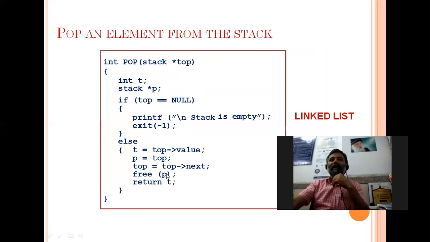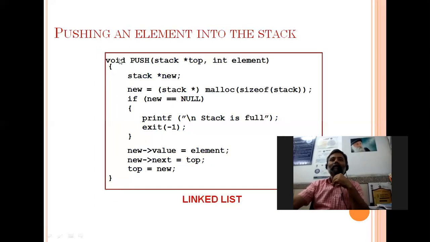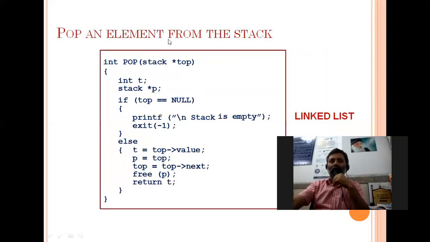In the same way, we apply the pop operation, stack struct top. You can see in both push and pop we just need this pointer top. So we are taking a variable t to hold the value. We are taking pointer p. Again we are checking whether the stack is empty or not. If top is equal to null, that means the stack is empty. It will be printed and it will exit.